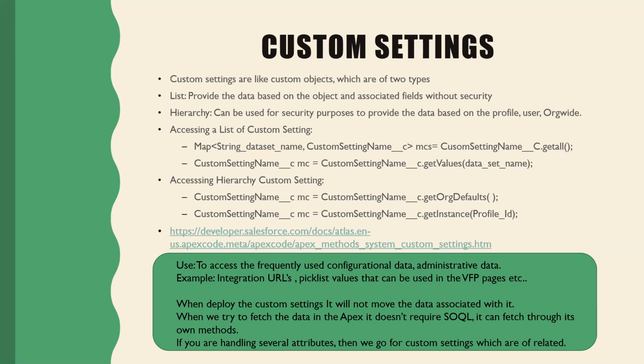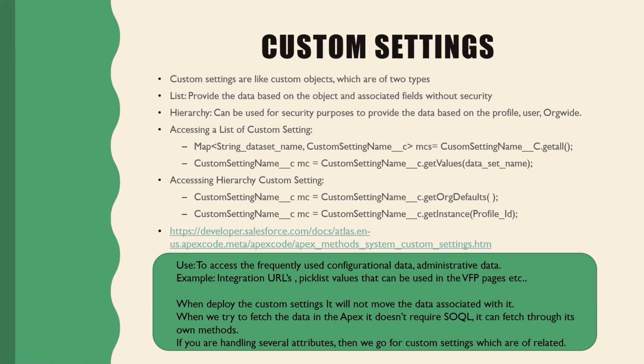One more thing: whenever we use custom settings, it will not consider governor limits. If you create data in custom objects, to fetch data we have to write a SOQL query, and that counts against governor limits. With custom settings, it will not consider governor limits. So generally, we'll use custom settings in these cases.